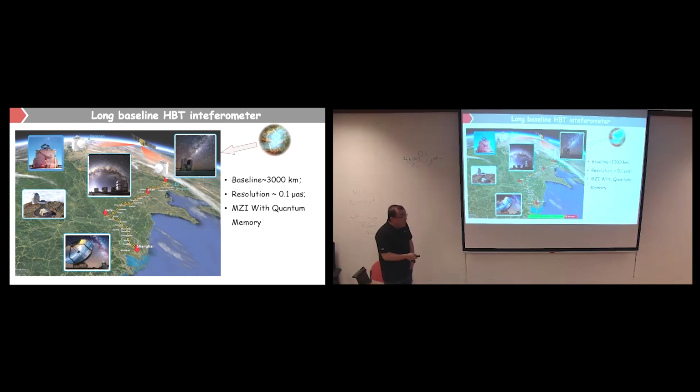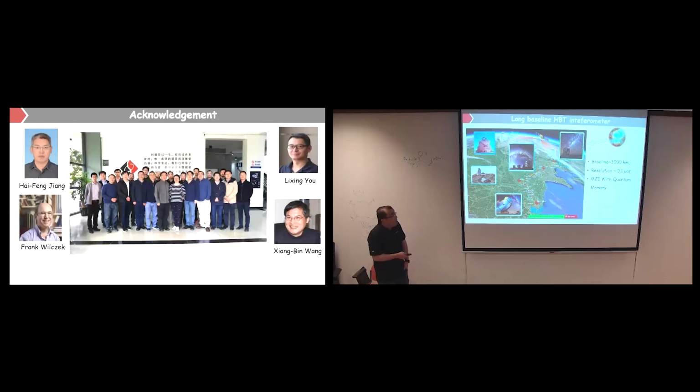We can measure a lot of things, and if you can synchronize very well with different telescopes, you can build a big HBT interferometer, or a Mach-Zehnder interferometer, and have super resolution. You can check the stars, you can check some valuable astronomical objects, and maybe later we can put some quantum memory there and see what we can do. That's probably the long baseline HBT interferometer, or long baseline VLTI or whatever.